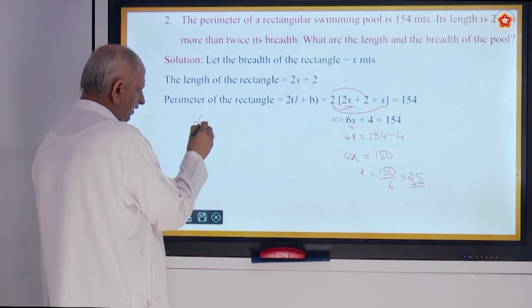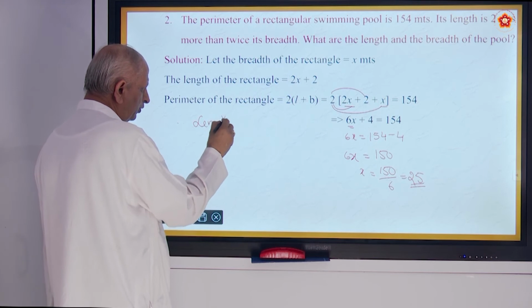Therefore, the length of the rectangular pool.